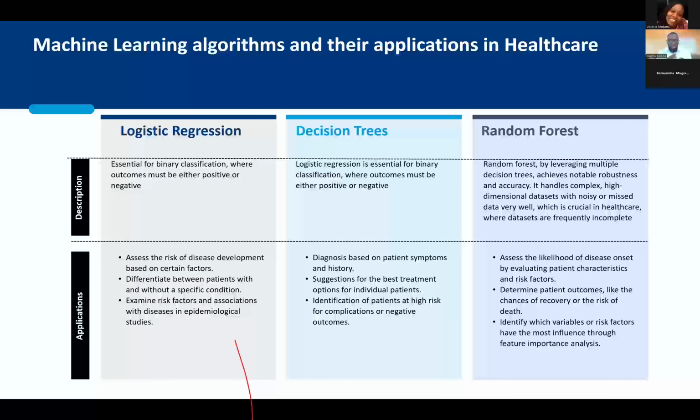Henry will go into the details of machine learning algorithms and how they're applied in healthcare. This will make more sense to the non-technical people as we go on. But in machine learning for healthcare, we have different algorithms that we use. We have logistic regression, decision trees, random forest, and these have different applications in healthcare. So if you're going to talk about logistic regression, you're looking at binary classification.